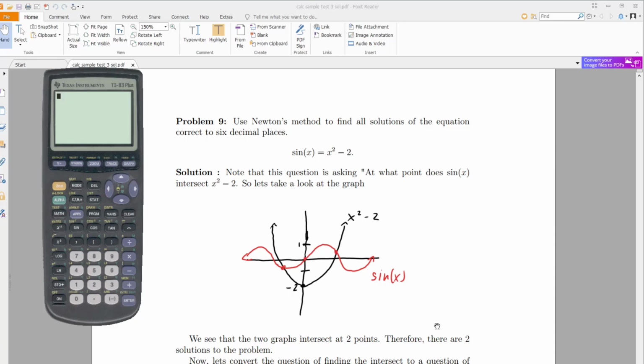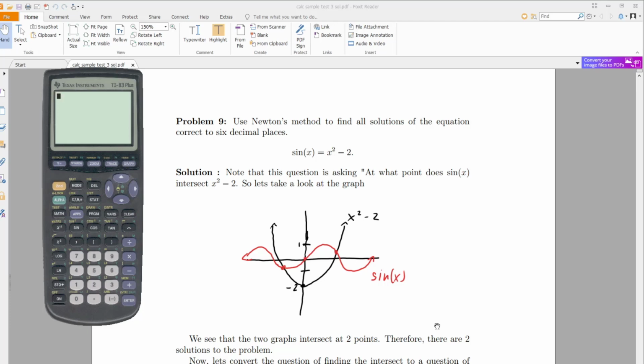Okay, for this video, I want to talk about how to use the calculator to quickly calculate the answer given by Newton's method. So let's take a look at this problem on the practice 3 exam. Problem number 9. We want to use Newton's method to find all solutions of the equation correct to 6 decimal places. Sine x is equal to x squared minus 2. So what this question is asking is essentially where sine x and x squared minus 2 intersect.